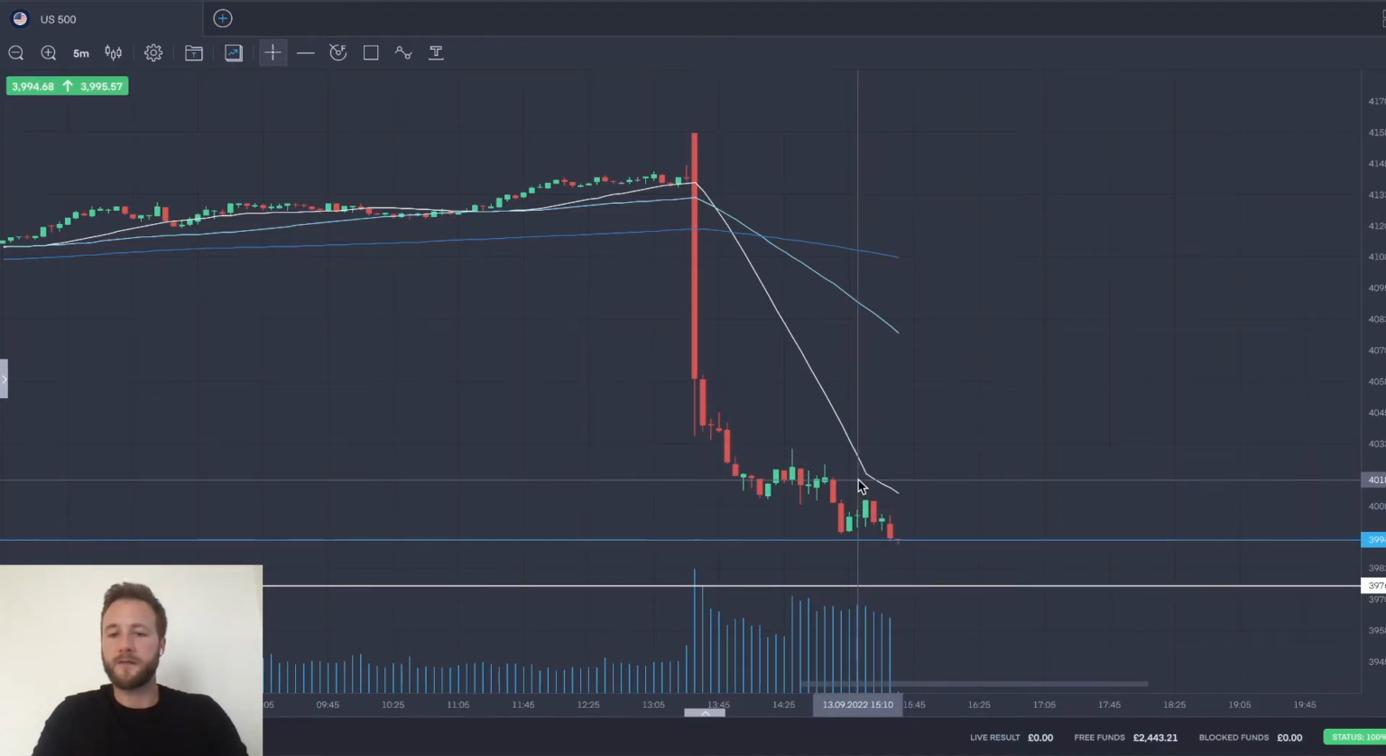Moving on from that, obviously that's lovely if that does happen, but what happens if it breaks the 200 moving average upwards?